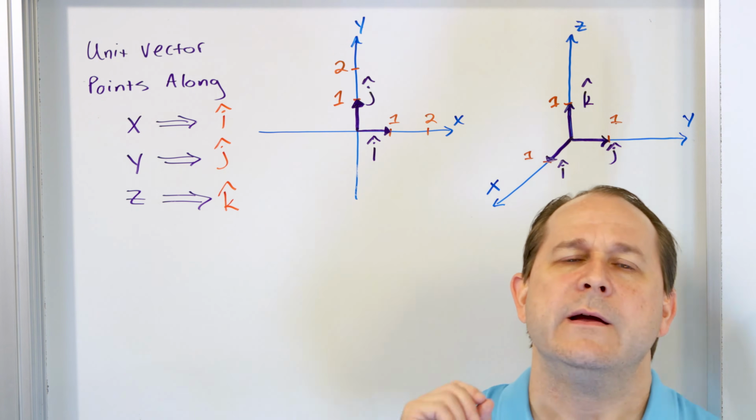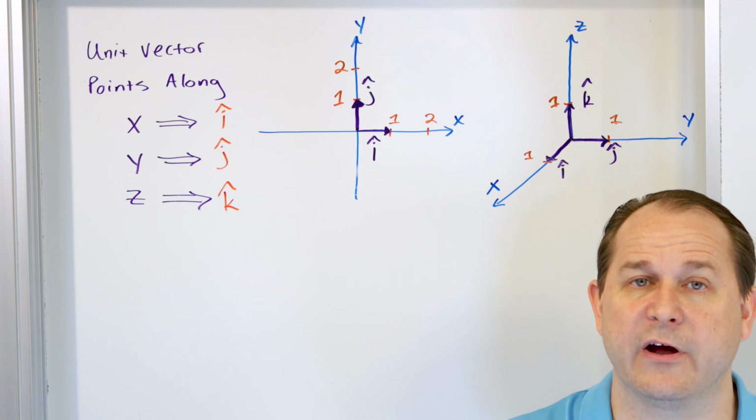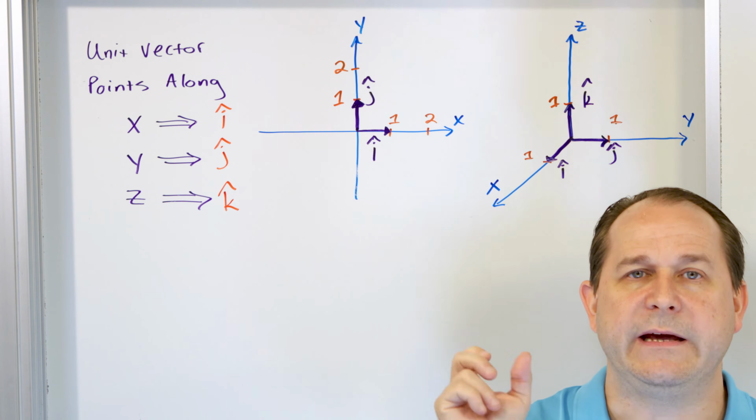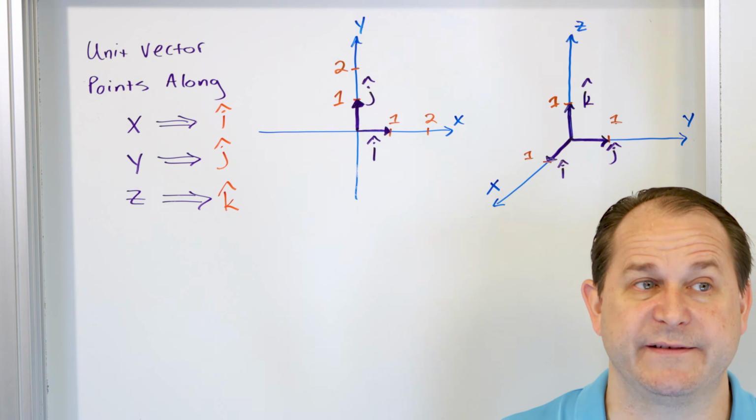All right, now I told you that these are unit vectors. They're just vectors of length 1, and they're along the coordinate system, right?